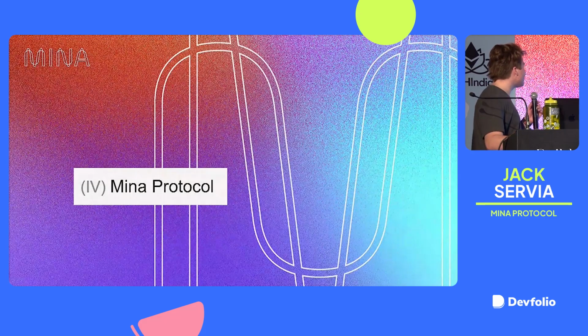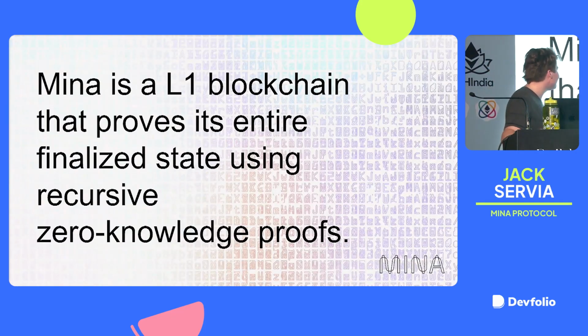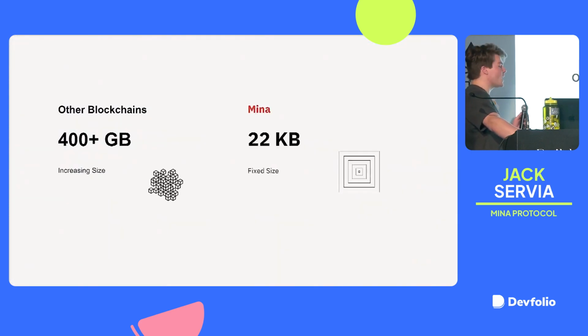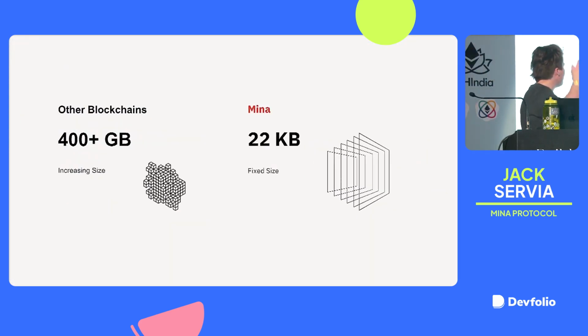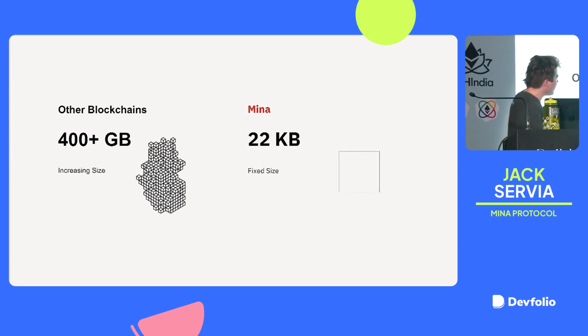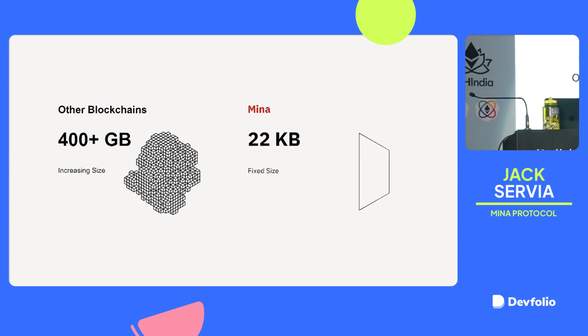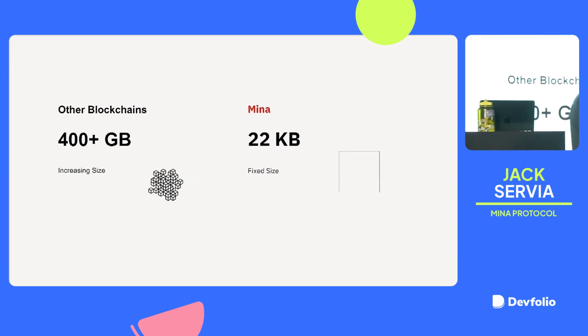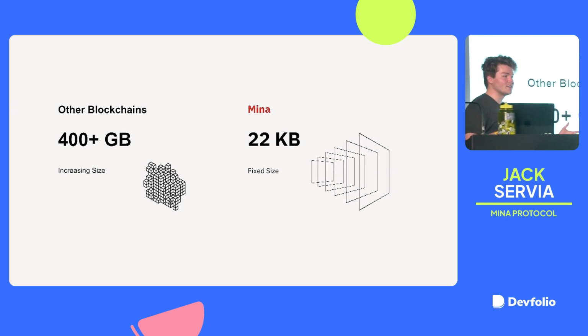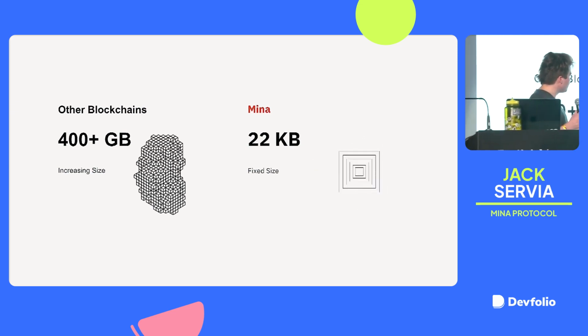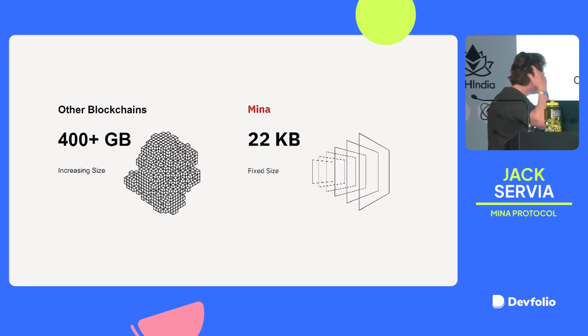Okay, now let's talk about the Mina protocol. What is Mina? It's a layer one blockchain that proves its entire finalized state using recursive zero-knowledge proofs. So it works like we just described. While other blockchains grow, they need all of the information in order to be able to verify any of the information. Mina does not. You just need a zero-knowledge proof and the information that you're interested in to verify that that information is valid. And so it stays a fixed size, 22 kilobytes.